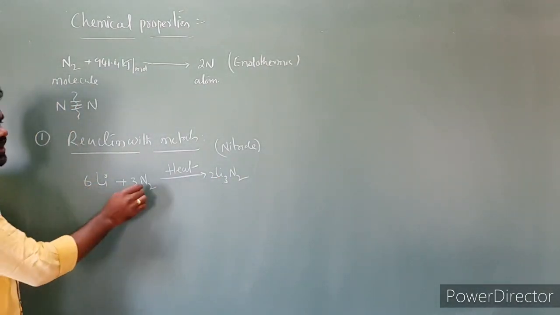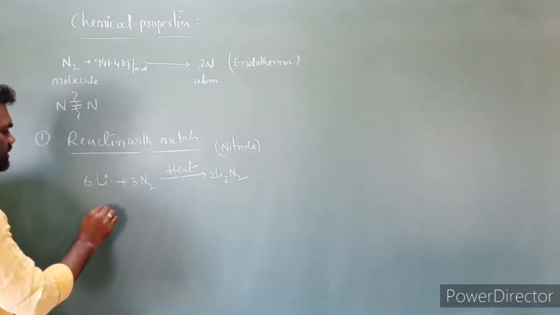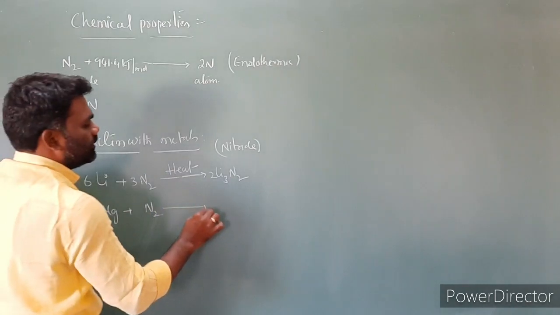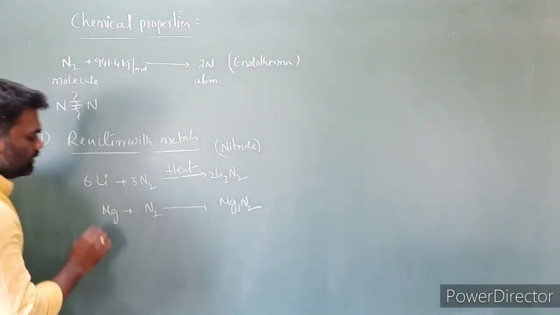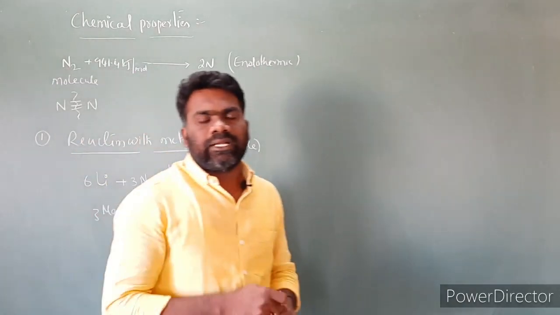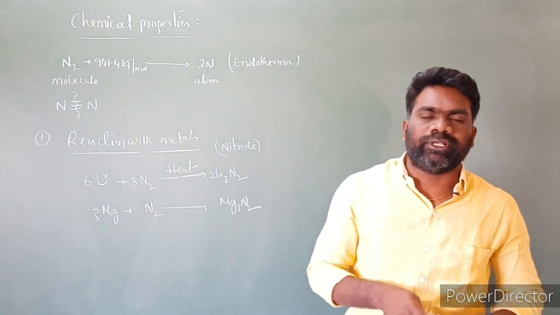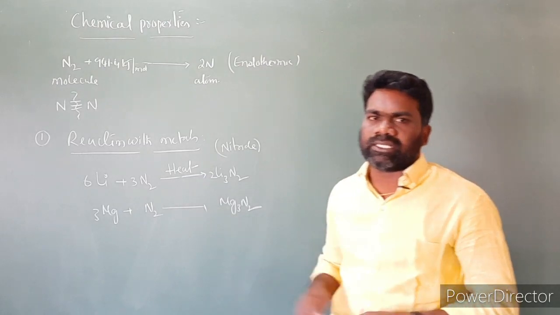So lithium reacts with nitrogen at high temperature to produce lithium nitride. Next, magnesium. Magnesium reacts with nitrogen to produce magnesium nitride, Mg3N2. So you can take 3 Mg. The point is at room temperature nitrogen does not react with any other element because of its high bond dissociation enthalpy, but it reacts with elements at a higher temperature.